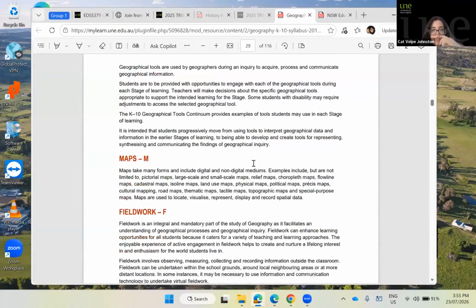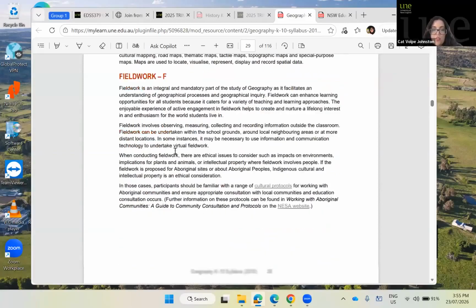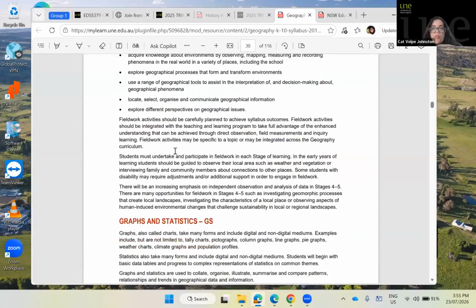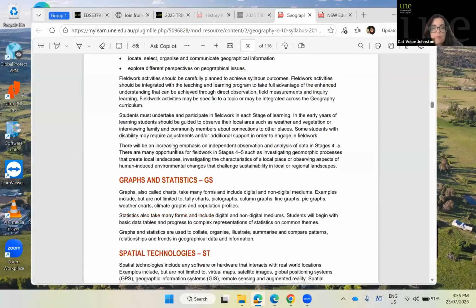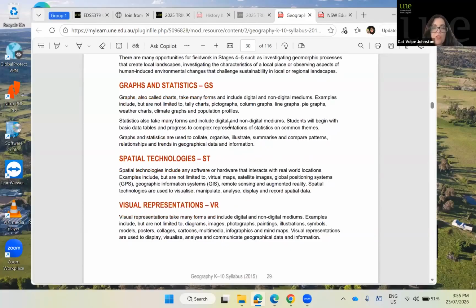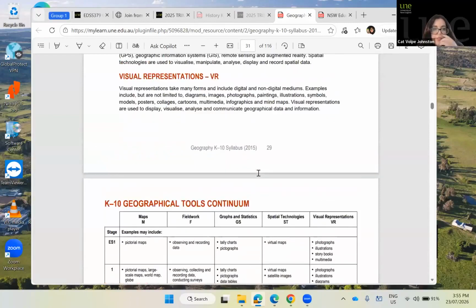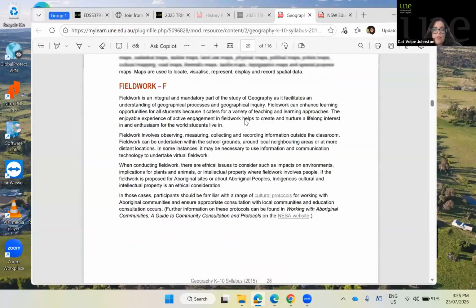So what are maps? What types of maps? There's a big list here. Field work. What is field work? And how is it important in geography? Very important, very much a part of what we do in geography. Graphs and statistics, what does that mean? What are you doing with graphs and statistics? Spatial technologies, visual representations. So that is the main takeaway from there that I wanted to show you, that the tools are still there, but becoming familiar with all the different types is really important.